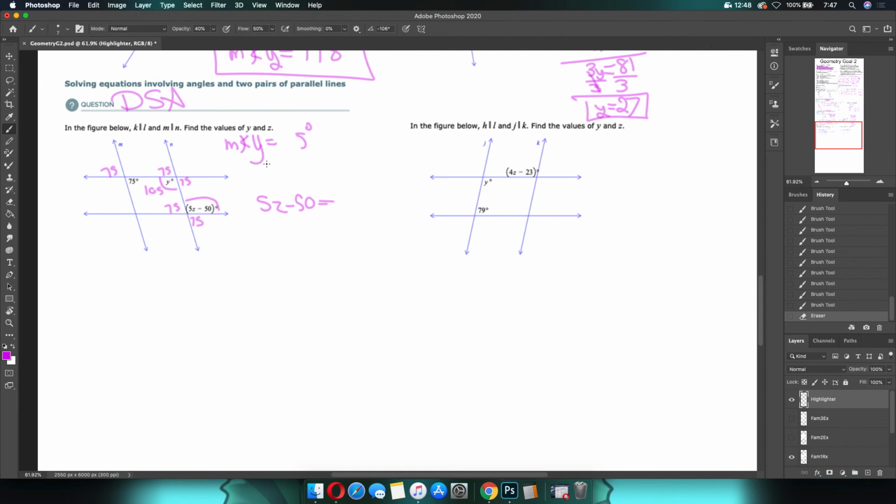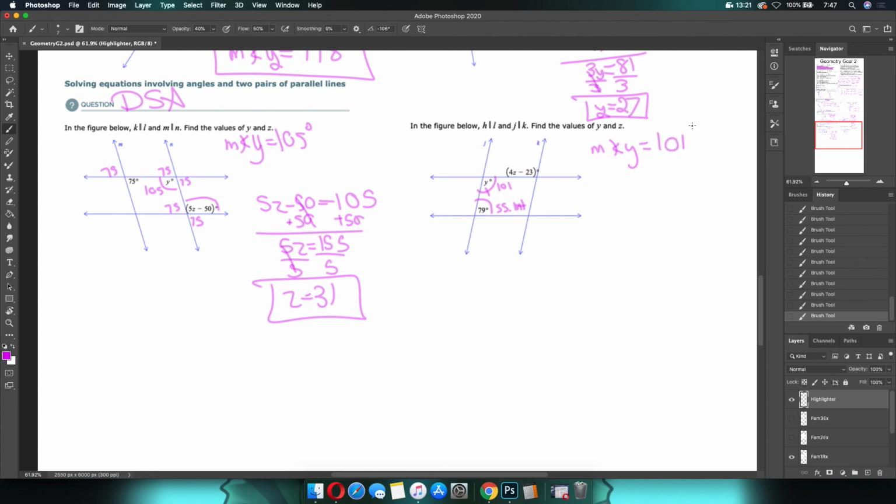Not even reading what you're writing. 105. So plus 50, 5z equals 155. Divide by 5, z equals 31. Didn't even break a sweat, didn't even panic. So over here we have same side interior again. These two angles are same side interior. So what's 180 minus 79? 101. So the measure of angle y is 101 degrees.